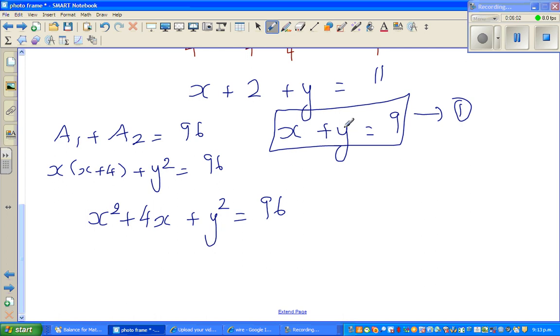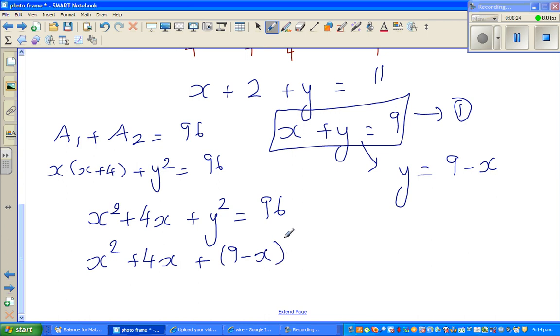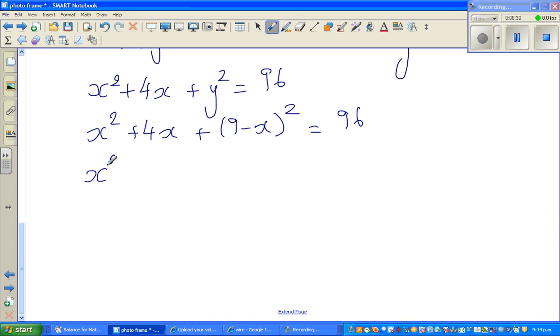If you look, you can write from here, y is equal to 9 minus x. So in place of y, I can put 9 minus x. So this is x squared plus 4x plus y squared. Y is 9 minus x, so it's (9 minus x) squared is equal to 96. So this is x squared plus 4x plus (9 minus x) times (9 minus x) is equal to 96. So let us expand this.